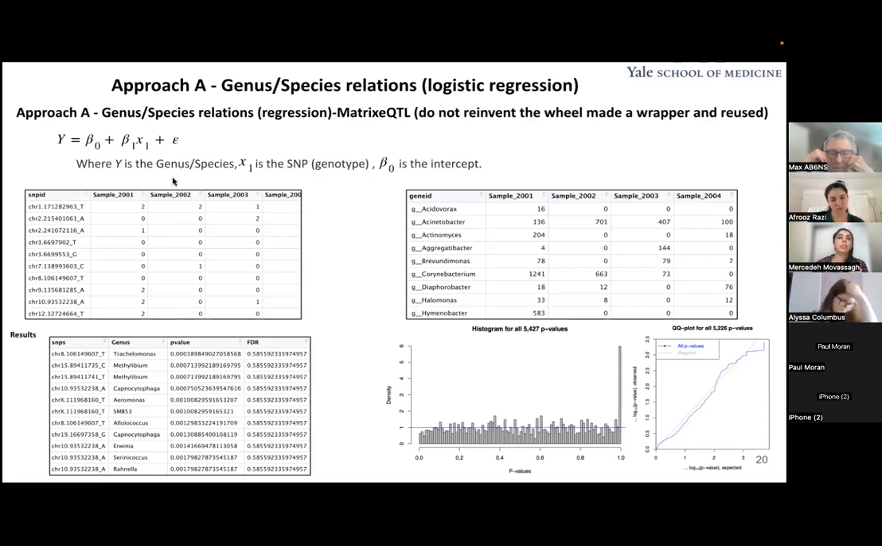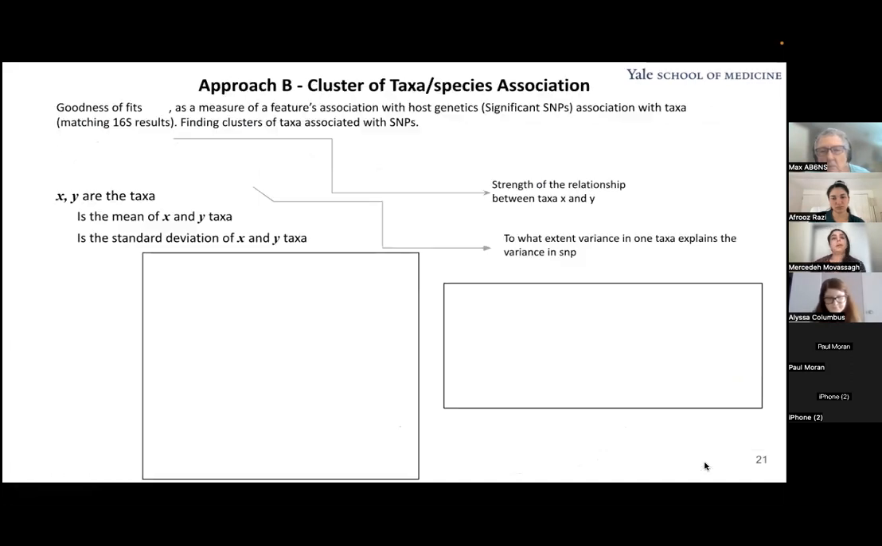So again, what you're predicting is the genus and species that is associated with a specific SNP. Then you do multiple testing correction, and you come up with an FDR. Here are the plots that are created, the p-value plots, and also the expected versus observed p's that you see.